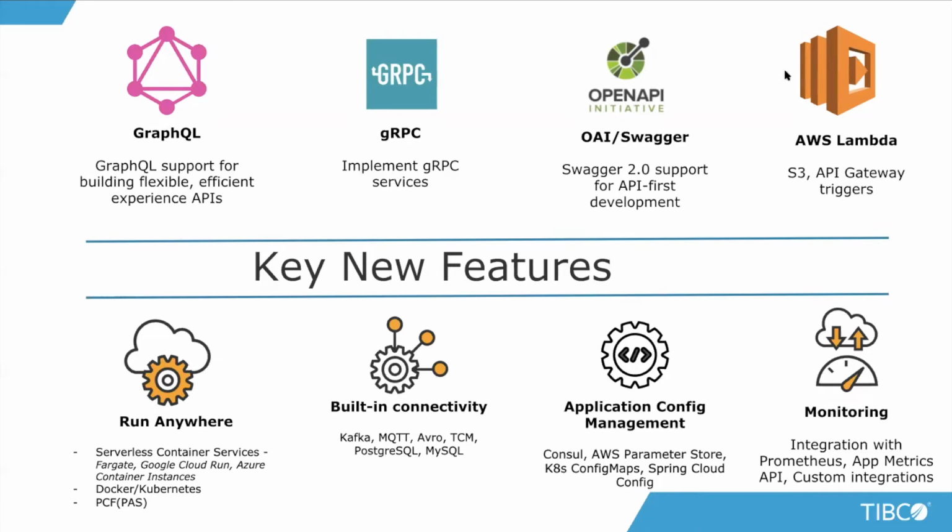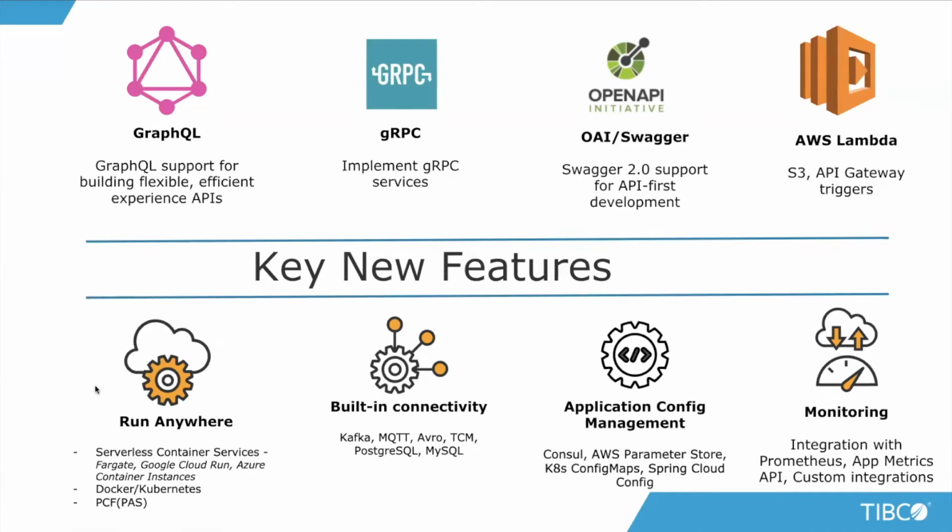We have also added support for native S3 and API gateway triggers in the AWS Lambda ecosystem, apart from the default AWS Lambda trigger that's already available in Flogo Enterprise. So this gives you the ability, while developing applications, to bind S3 and API gateway triggers to the Flogo flows.